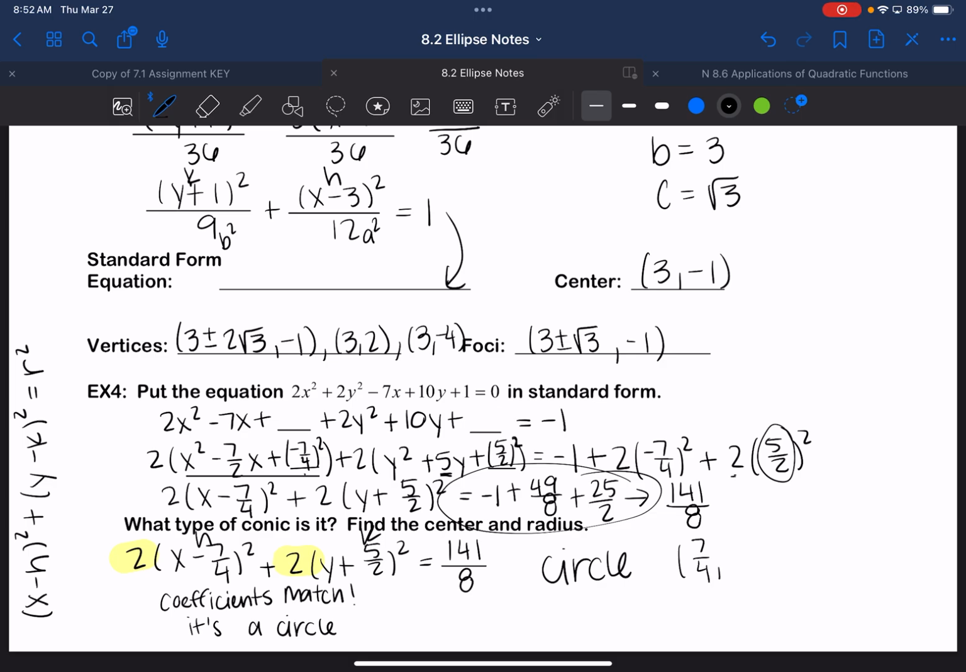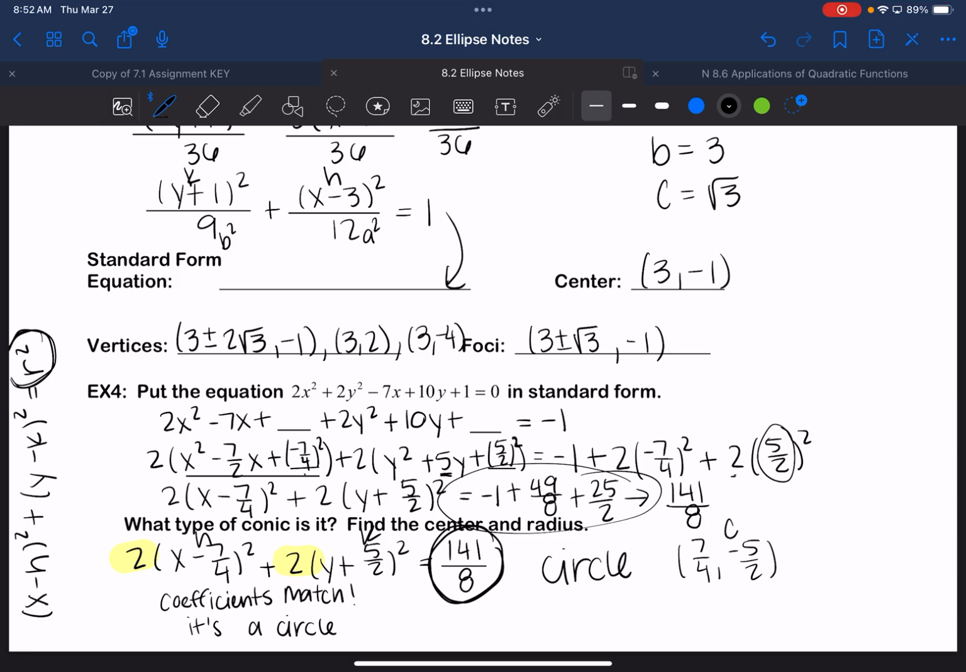-7/4, -5/2, perfect. And then the last thing they ask is what the radius would be. Okay, well, remember, I just gave you the equation over here, and we said that what it equals is r squared. So this is r squared, right? So how would I find r?